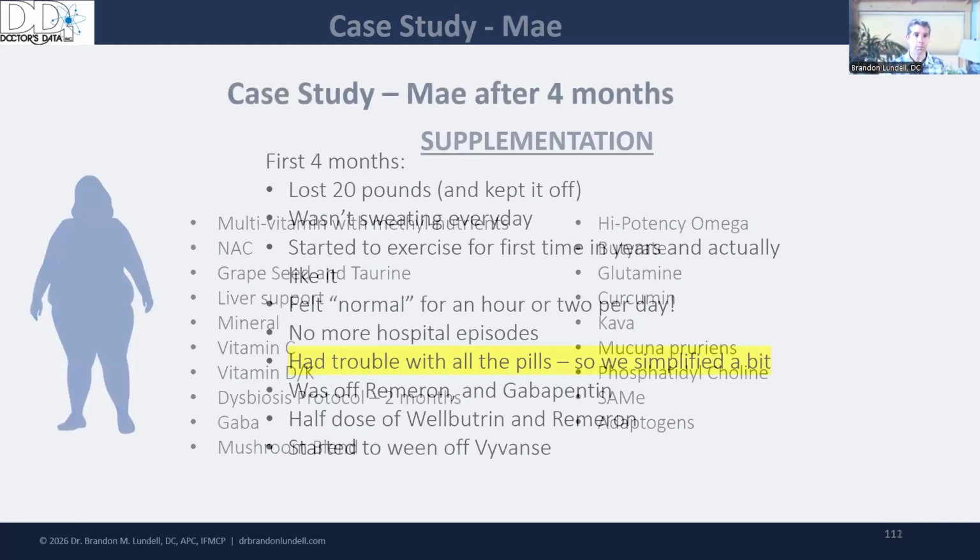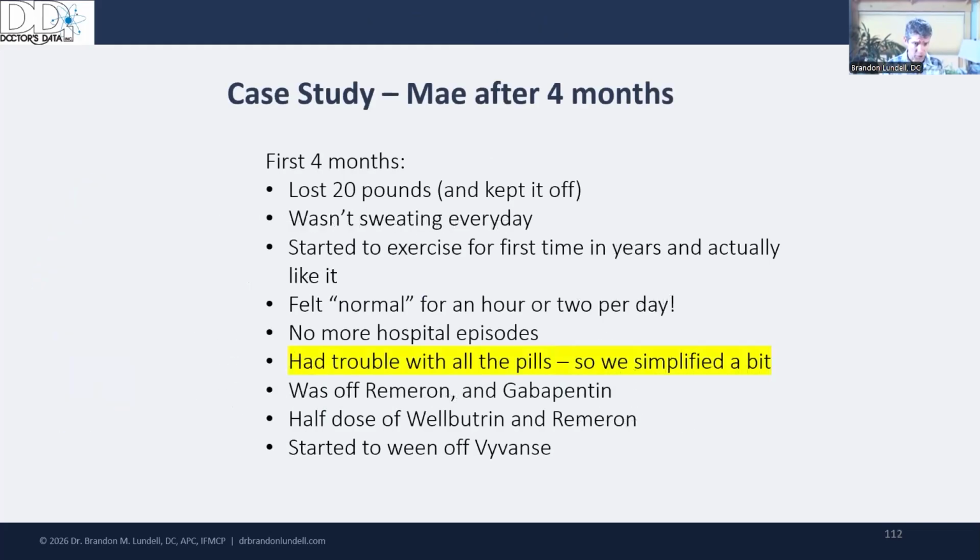Okay. So after 4 months, she lost 20 pounds. She wasn't sweating. She started to exercise for the first time in years. She felt normal for actually a couple hours every day. No more going to the hospital. She did have trouble swallowing all the pills, and I have many strategies on that I go into. We can back it off. We can start slow. She was off Remeron, gabapentin, half dose of Wellbutrin.